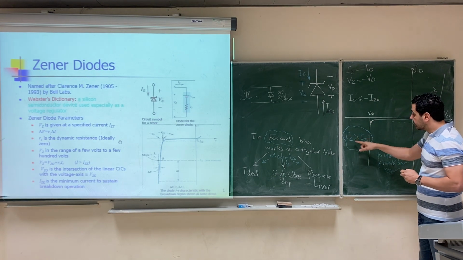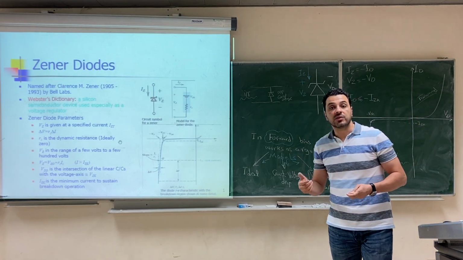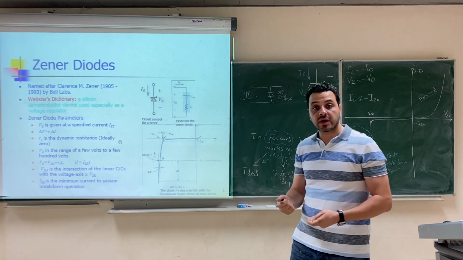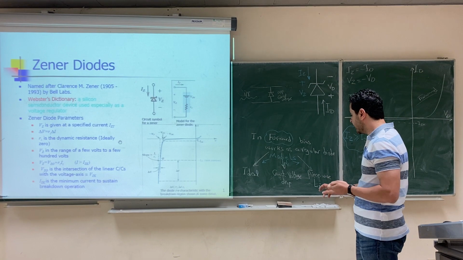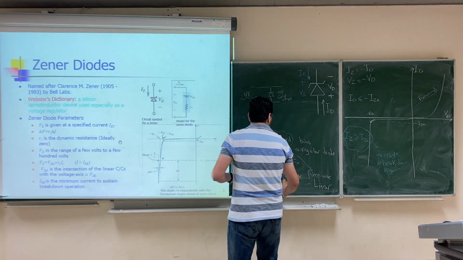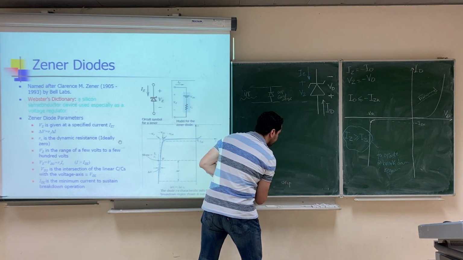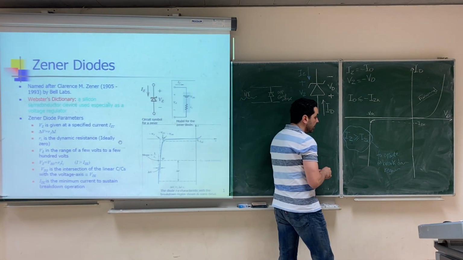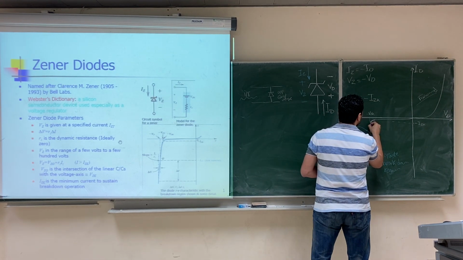Okay? And this is an important condition because we'll need it later to verify our assumption that the Zener diode is working in the breakdown region. This is how we verify it. Okay? And then we'll define some other important values on this curve. One of the values that we'll define is VZ0.